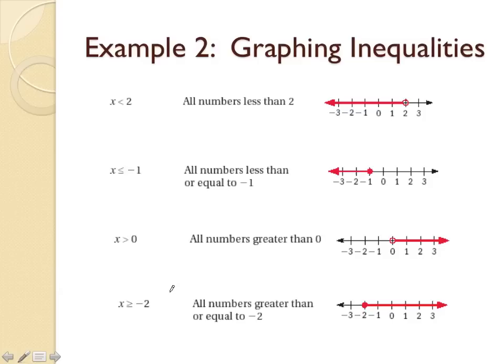And then finally, x is greater than or equal to -2. So all numbers greater than or equal to -2 are answers, or would make this statement true. So greater than or equal to means a closed circle fully shaded in. My arrowhead is pointing to the right, so I'm shading to the right. And this would highlight the correct answers in this solution. Remember, inequalities have more than one answer.